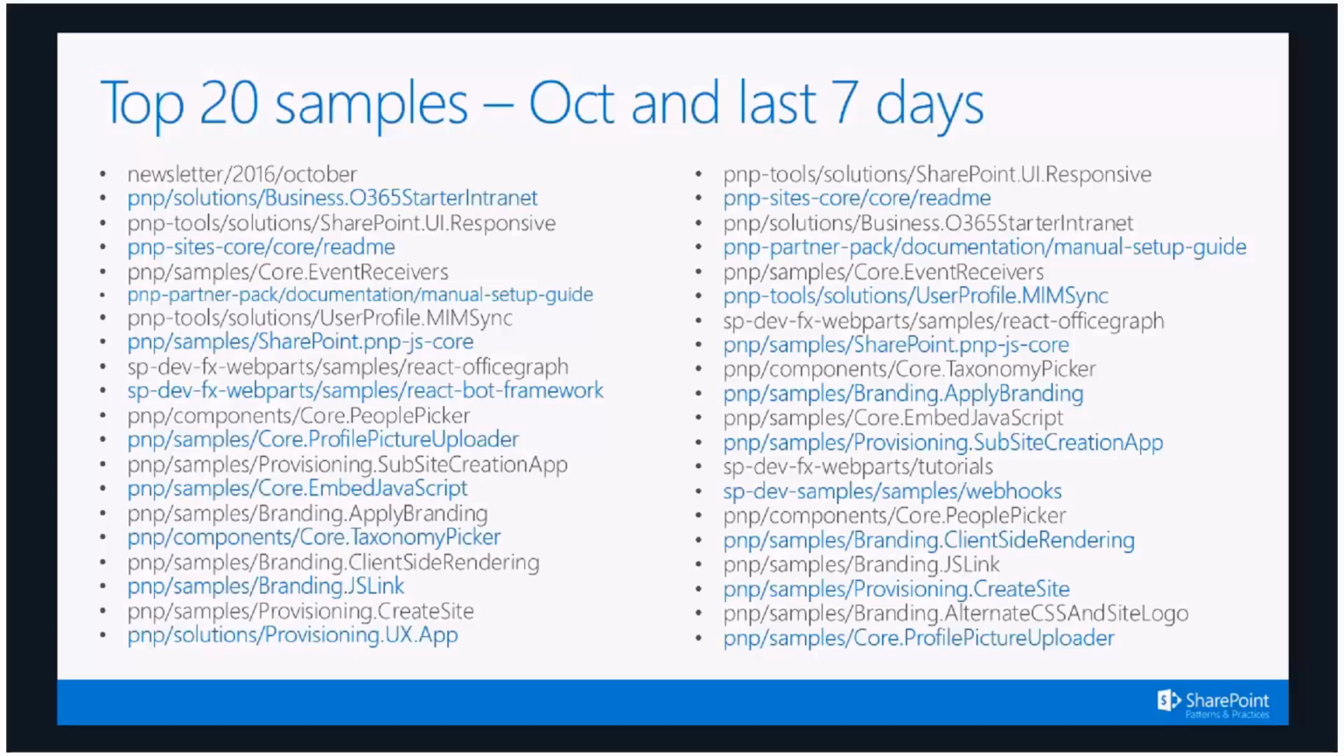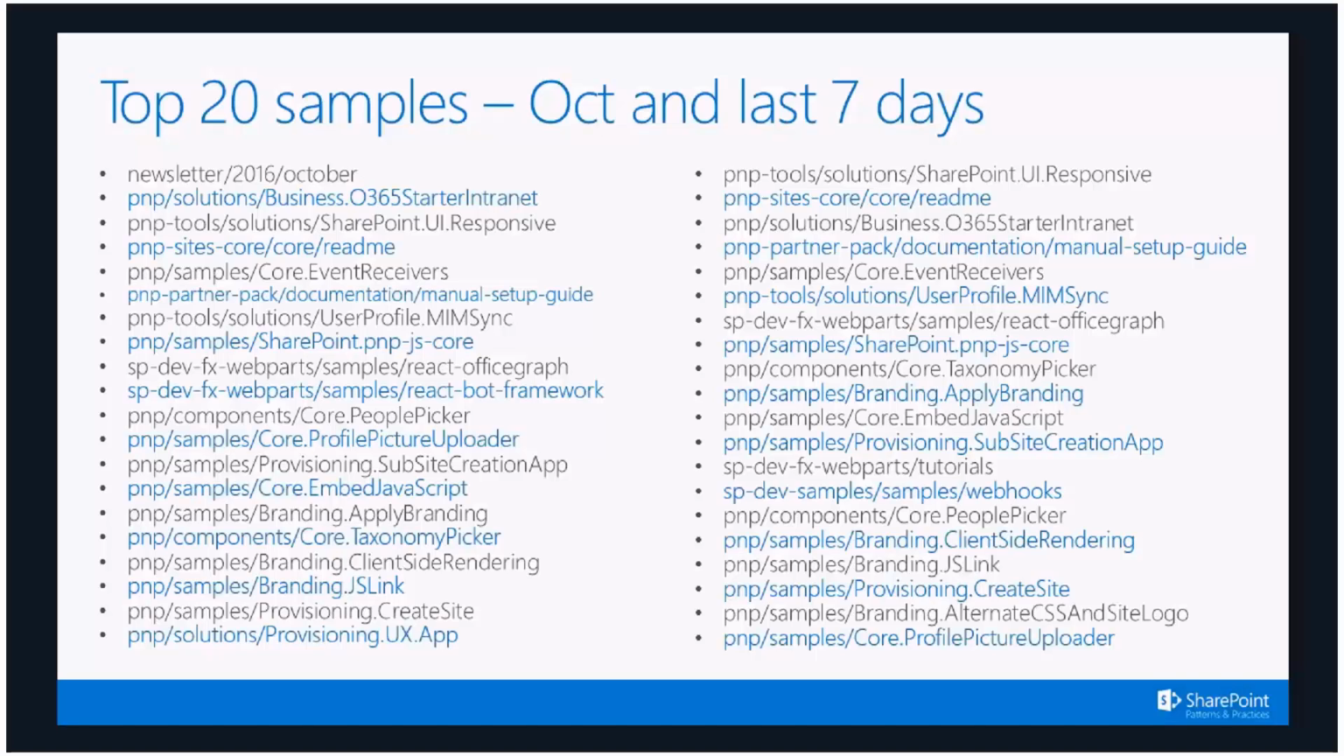And then some of the new stuff, the SharePoint Framework stuff, which begins with SPFx web parts. Those are SharePoint Framework web parts, which are in dev preview in SharePoint Online. And it seems that the React bot framework is the second most popular one after Office Graph. People picker, profile picture uploader, understandable. Provisioning stuff is also on the list, which is understandable as well, because people quite often want to use them.